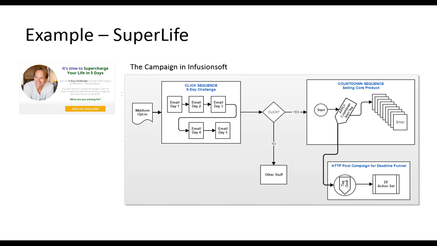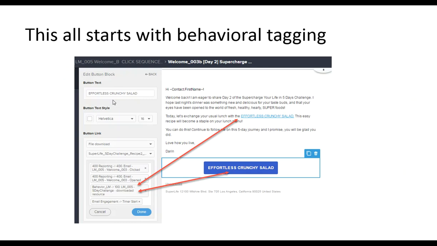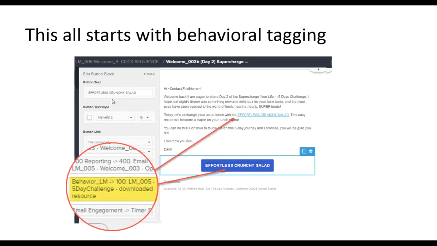I'm going to get into some detail on all this. So this all starts with behavioral tagging. This is an email in Infusionsoft Campaign Builder. The links in this email, both the text link and the image button link, are tagged with this particular tag. This tells us that they downloaded this particular resource, a resource for this campaign.